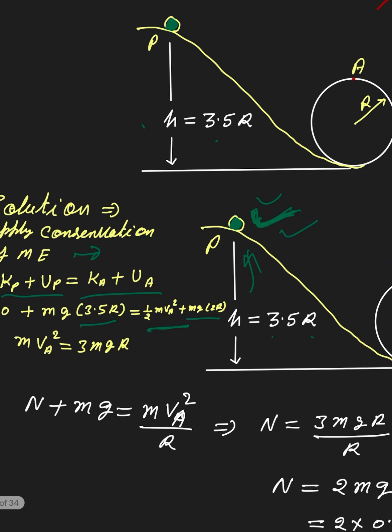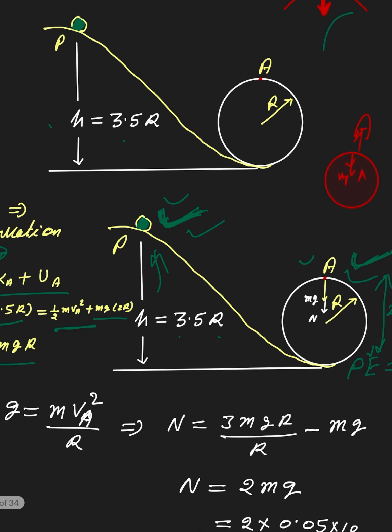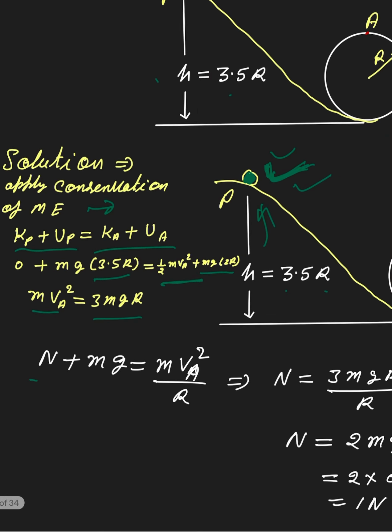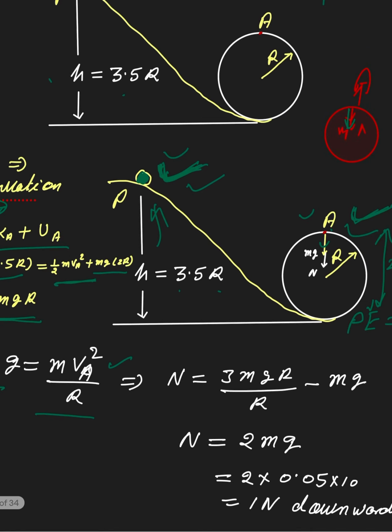Now after solving these two we get this. At point A, the normal force is downward and mg is downward. So N plus mg is equal to the centripetal force, m va square by r. Now what about m va square? This is 3mgr, so put it here. Then we get N is 2mg, and m is given.